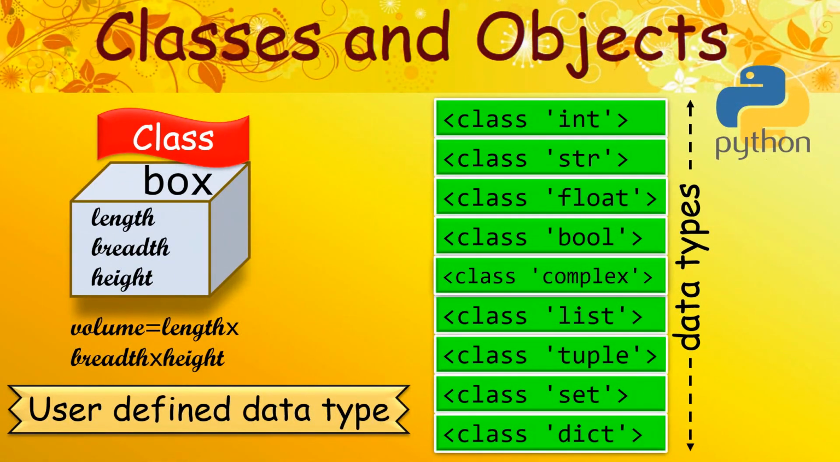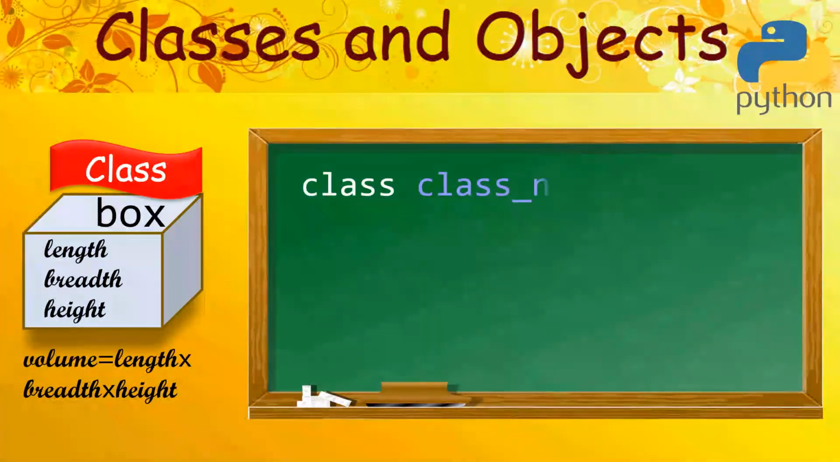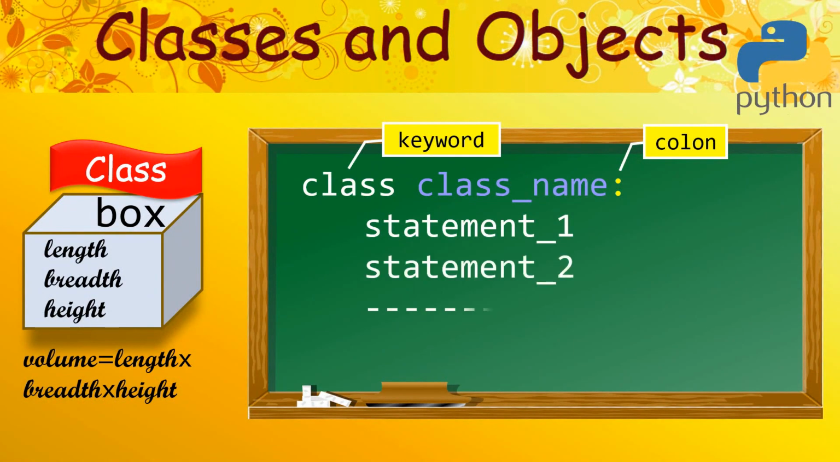So we are saying that we can create our own data type or own classes in Python. But how to do it? For that you have to follow a syntax. Class name colon. Here class is the keyword followed by the class name, and after the class name you have to place a colon, and then within the body of the class you can have several statements.